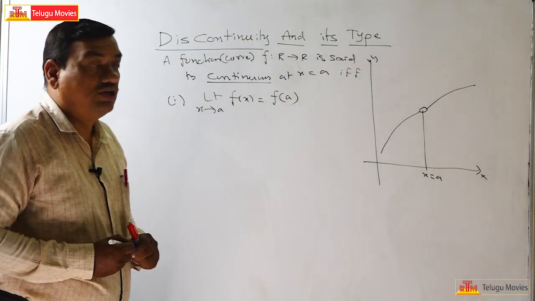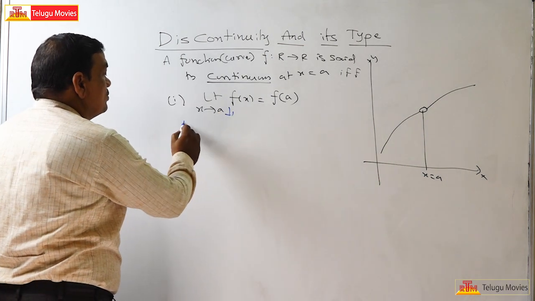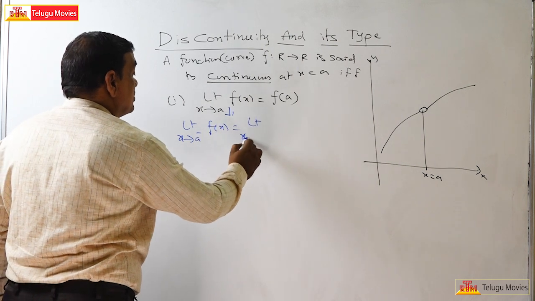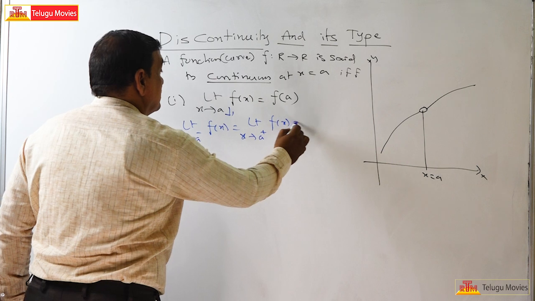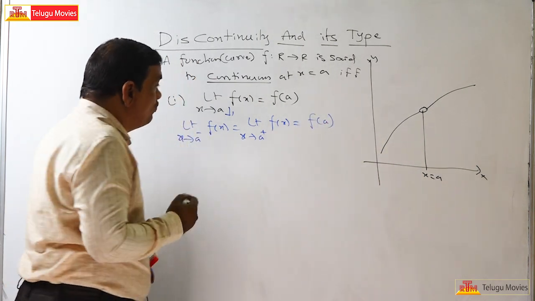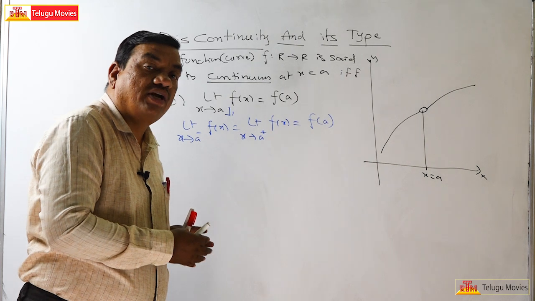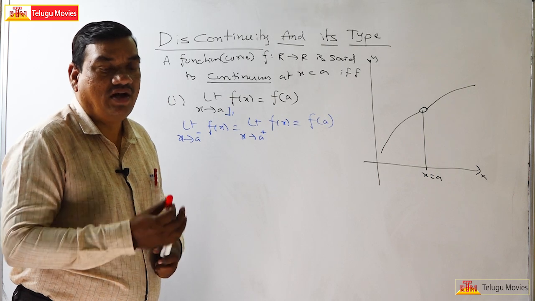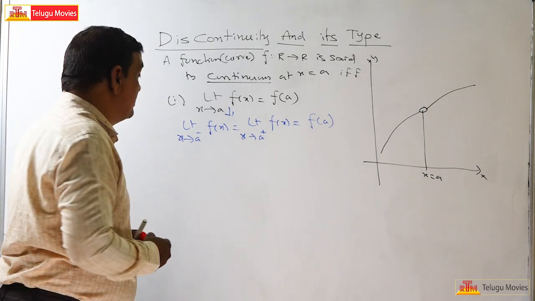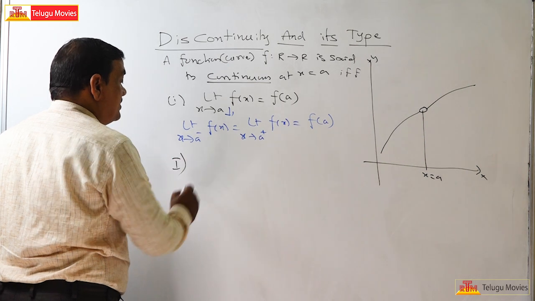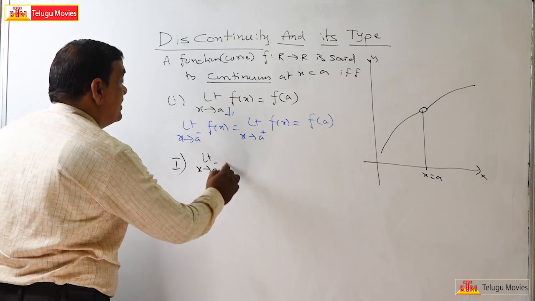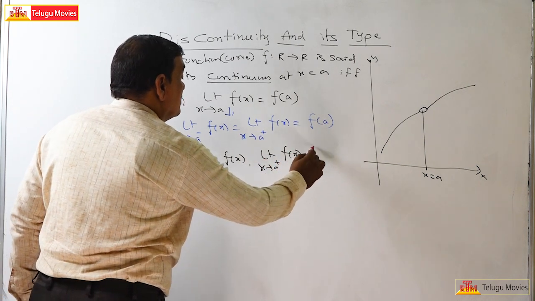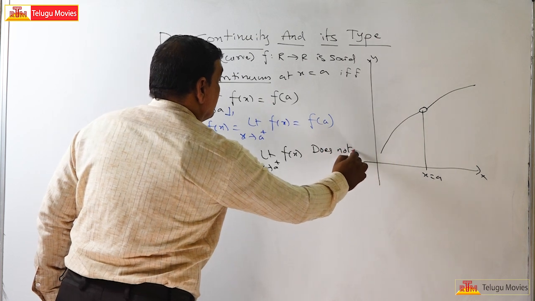Let us see when the function is discontinuous. What is the meaning of this? Continuity means limit x tends to a minus f of x is equal to limit x tends to a plus f of x is equal to f of a. Now I am going to write down the following cases in which the function is discontinuous. The first case is when limit x tends to a minus f of x or limit x tends to a plus f of x does not exist.